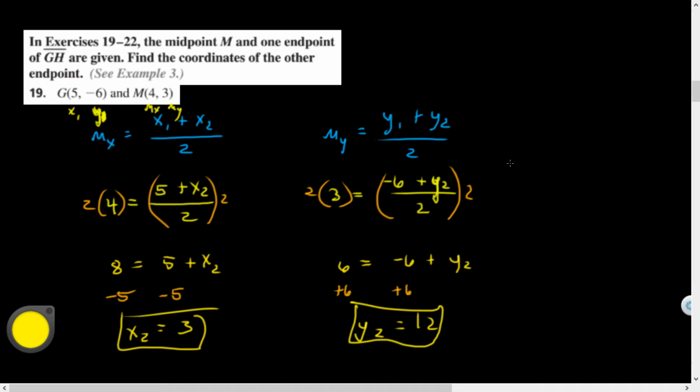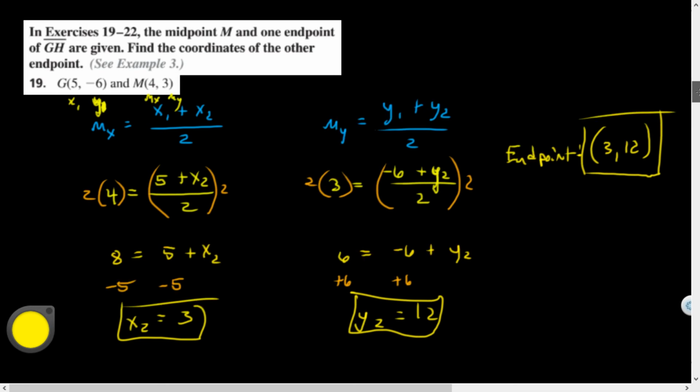So the other endpoint is the point (3, 12). Hopefully I got it right. Am I good so far? Maybe. We'll just keep going.